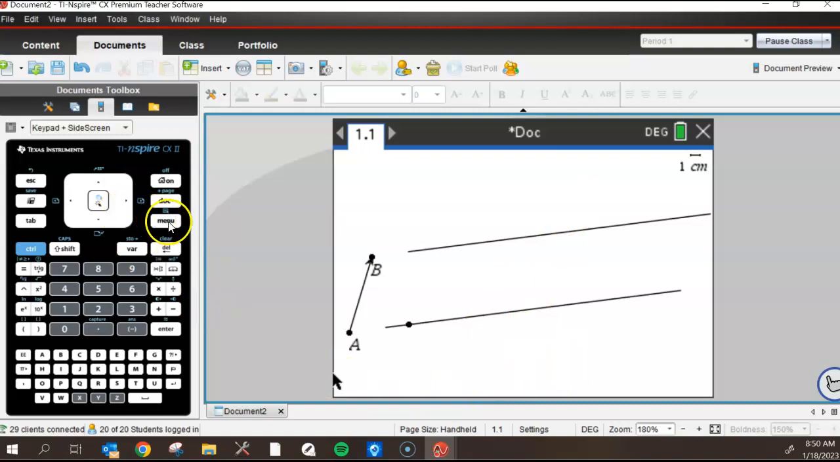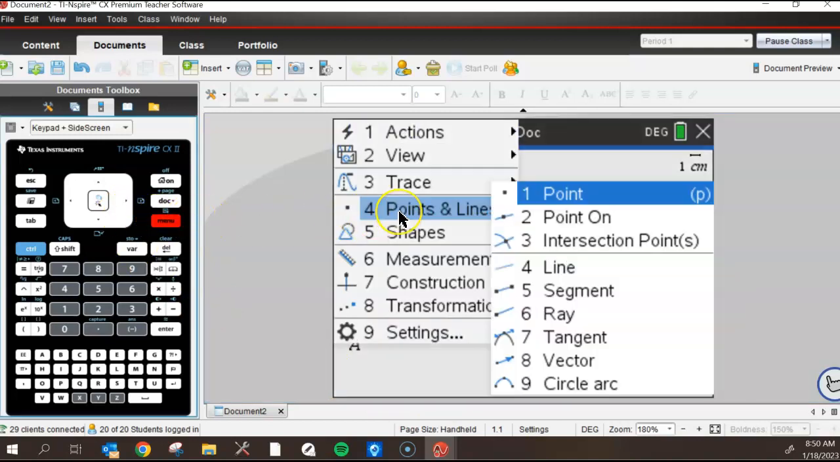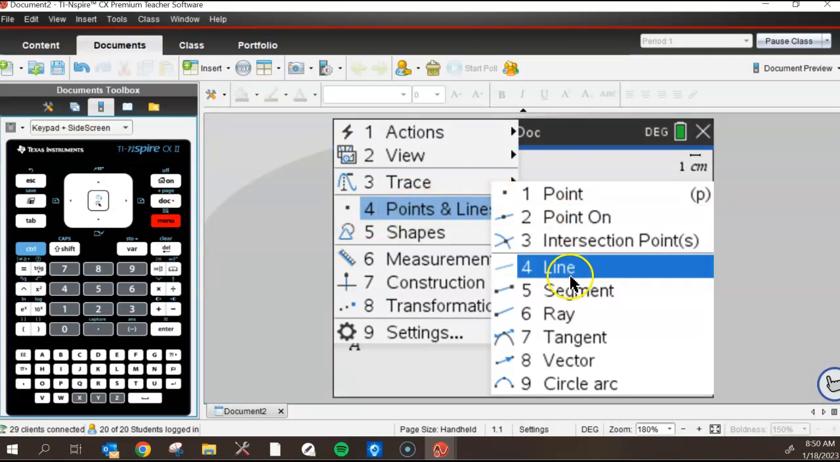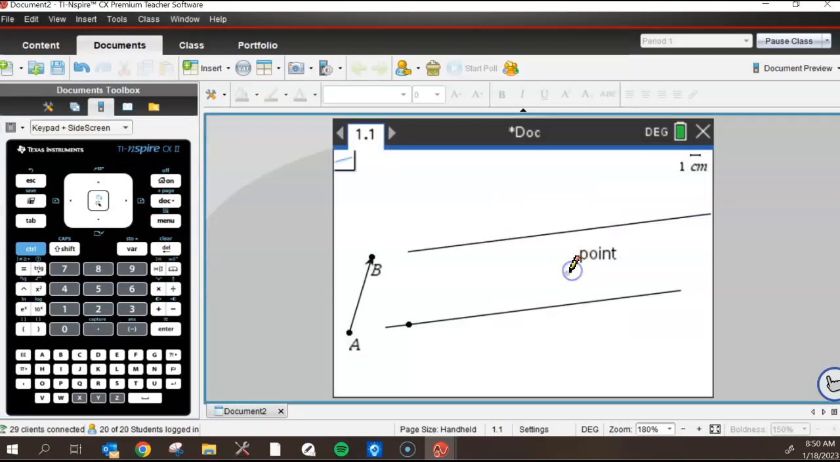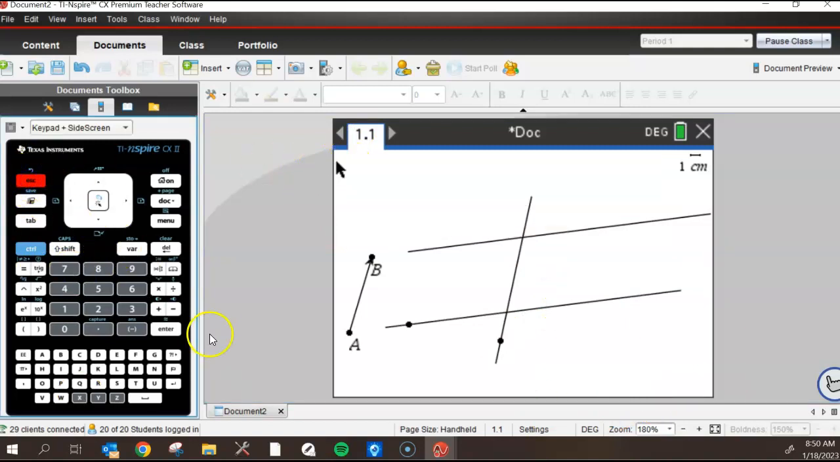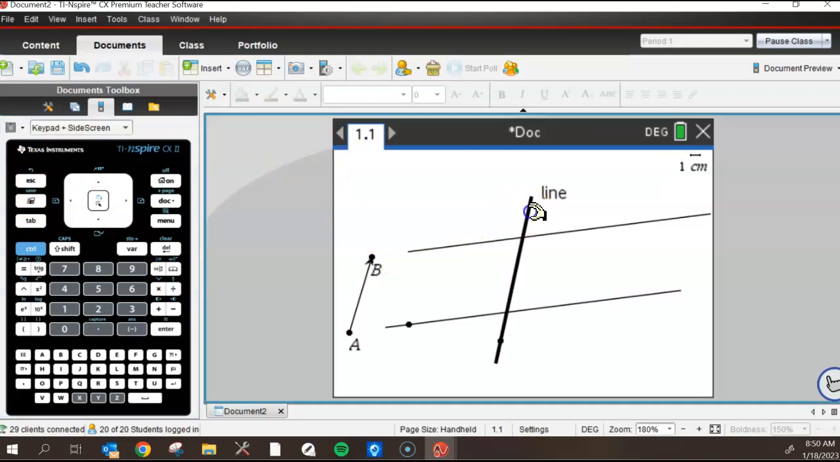So you can do this with me. Menu, option for points and lines, and we are just going to create another line. And I want it to go through these ones. So I'll just start down here, go up there, and escape so I'm no longer in line creation mode. And that is why, folks, I did encourage you to make it look somewhat like mine. If it doesn't, you're going to have to make some changes to your diagram so that you can have parallel lines and another line that goes through them.